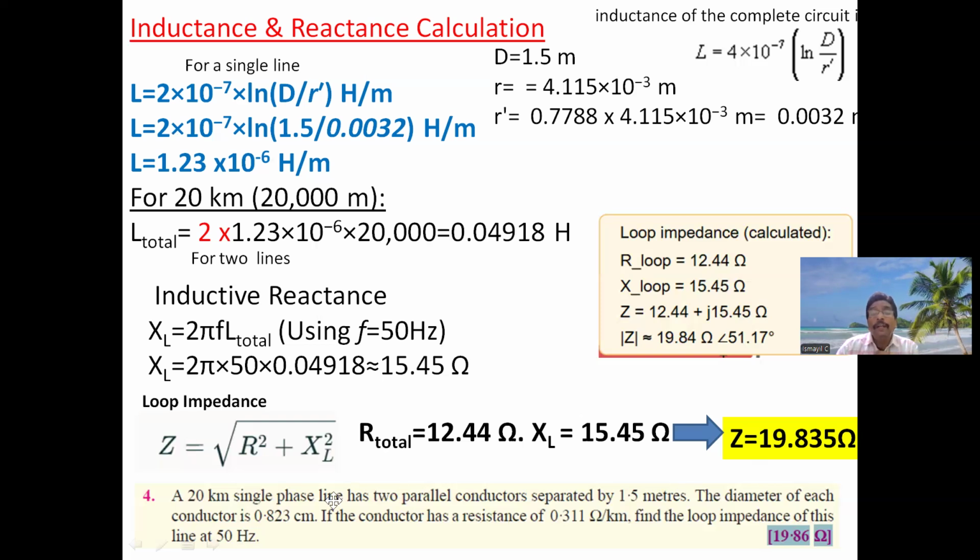The problem is taken from Power Systems by V.K. Mehta. It's a tutorial problem. The problem is not solved in the textbook, but the answer is given, 19.86. Our answer is almost matching with that given answer.